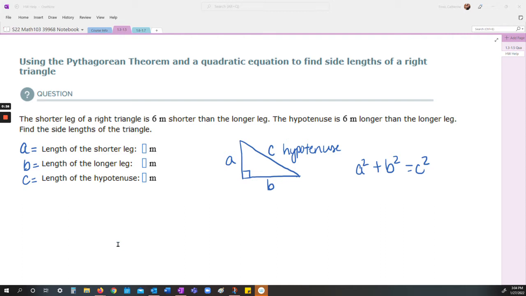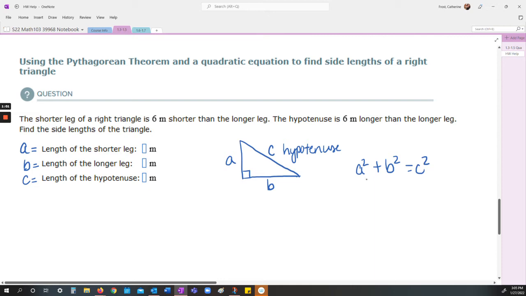So the legs of a right triangle are the A and the B. It doesn't really matter which is which. I drew this with the shorter leg being A, so I'll just go with that. So the two legs make the actual right angle. And then the C is the hypotenuse, and that's always the longest side. And A squared plus B squared equals C squared. That's the Pythagorean Theorem.